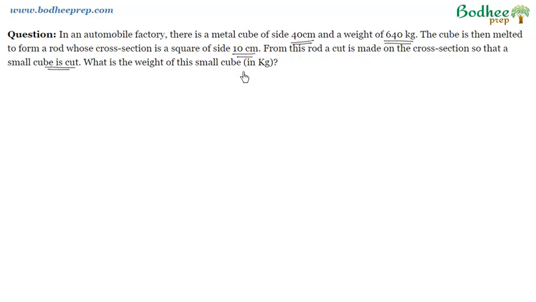So this is a pretty easy question to solve. We know that the volume is proportional to the weight, or in fact weight is proportional to the volume, right? So the complete volume for the metallic cube of having side 40 centimeters, so the volume will be 40 cube, so this will be proportionate to 640 kg.